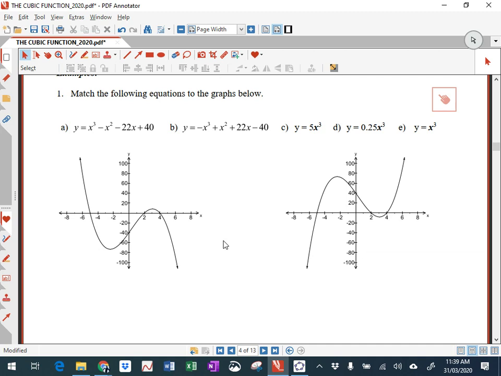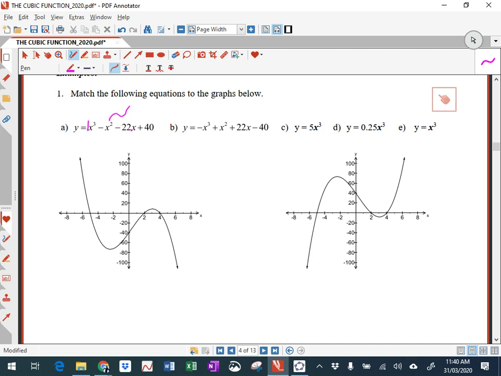Okay, and we're back. So how would you do this question? Let's have a look. First of all, I would be looking at this here, and I'd be thinking, well, that's got a positive coefficient of x cubed. So I know that goes from concave down to concave up.